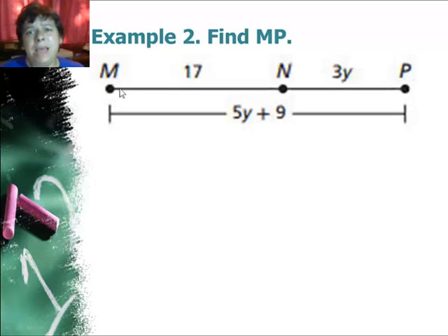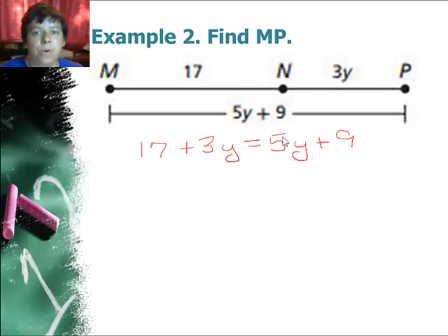Now I'm going to find the measure of MP. So MP is this whole segment here. They tell me that MN, the length of that, is 17. The length of NP is 3y. And the length of MP, the entire segment, is 5y plus 9. So I'm going to add the 2 pieces and say they're equal to the whole. 17 plus 3y equals 5y plus 9.